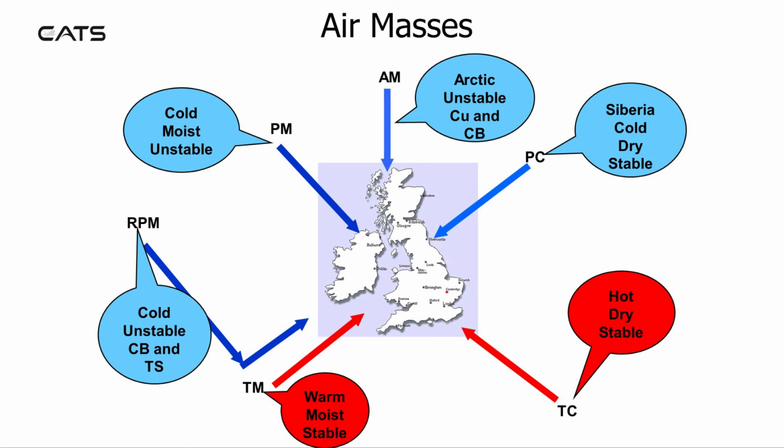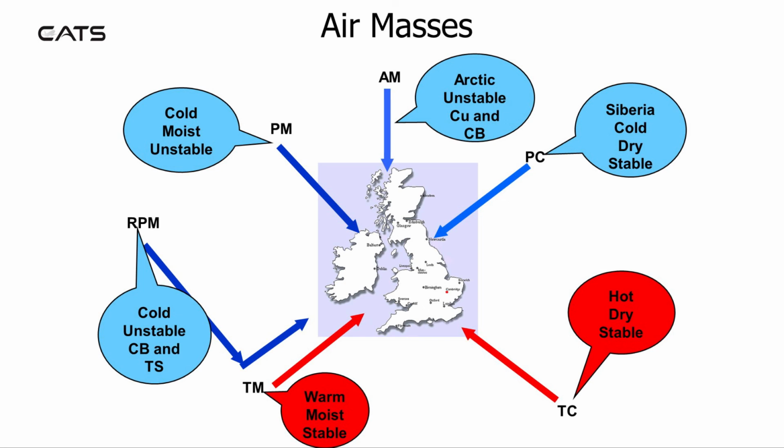Tropical continental tends to be summer only, and it's hot, dry and stable, coming from the African continent. Tropical maritime occurs all year round. It's warm, moist and stable, and reaching the cooler waters nearer the UK, stabilises from beneath to form layered clouds.